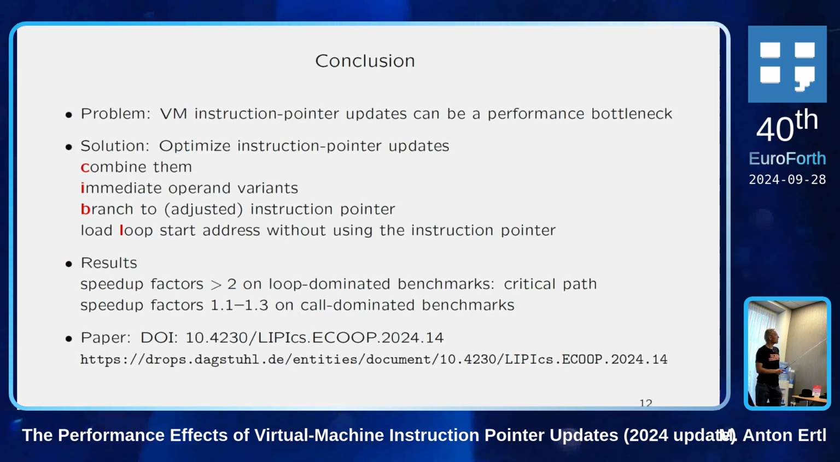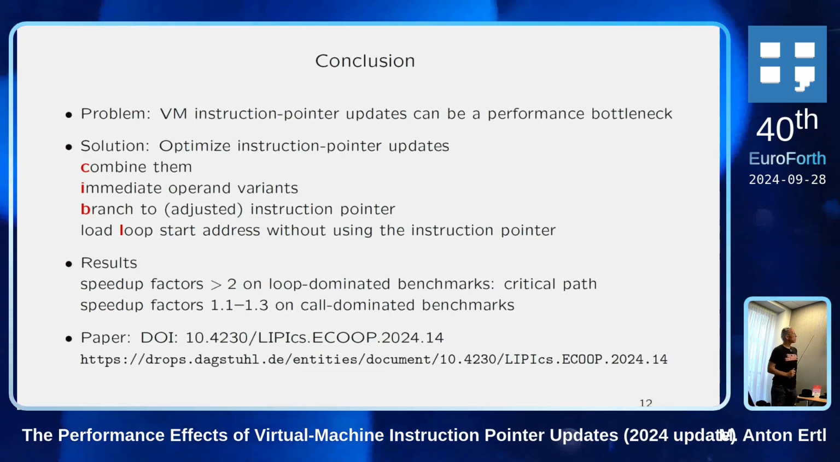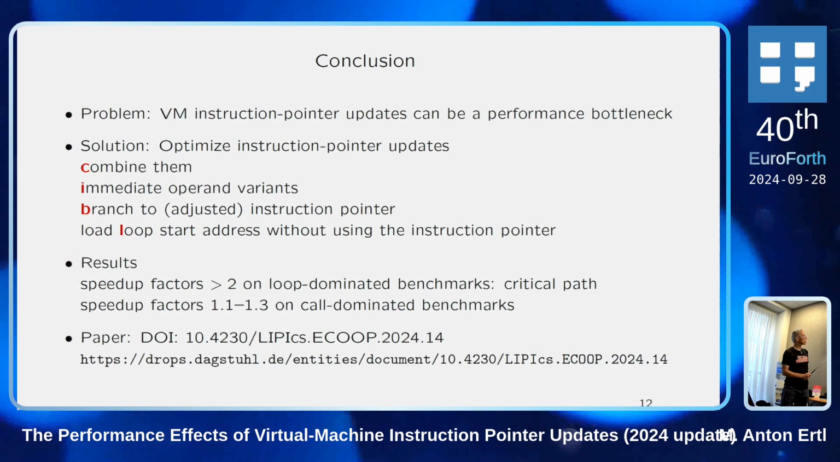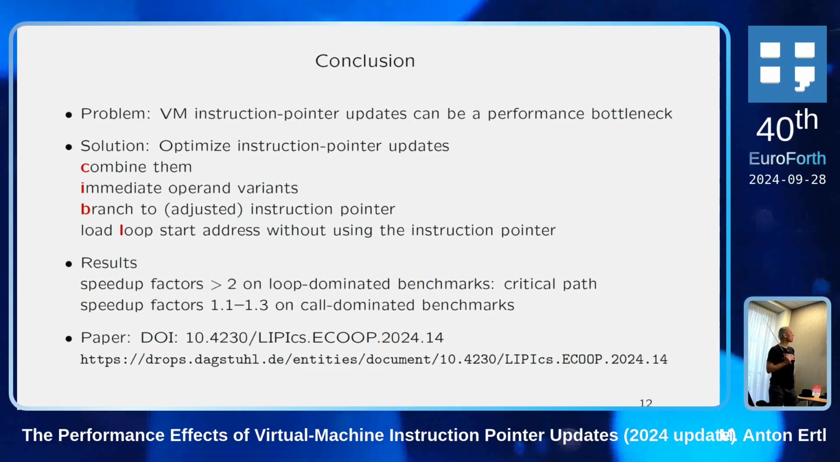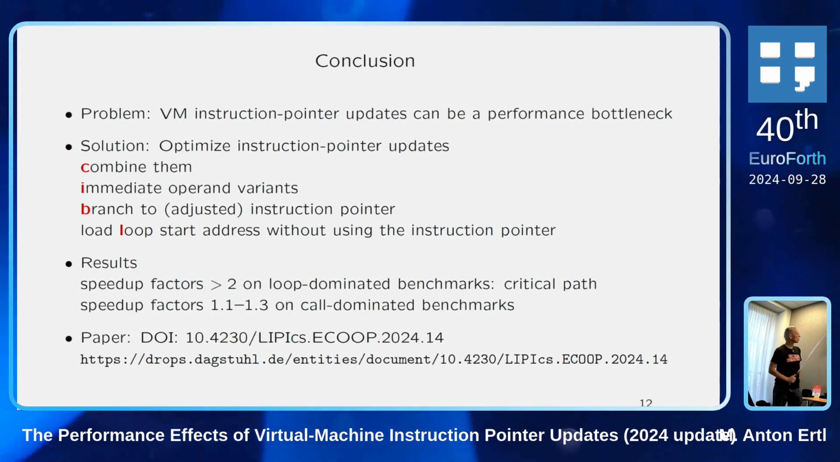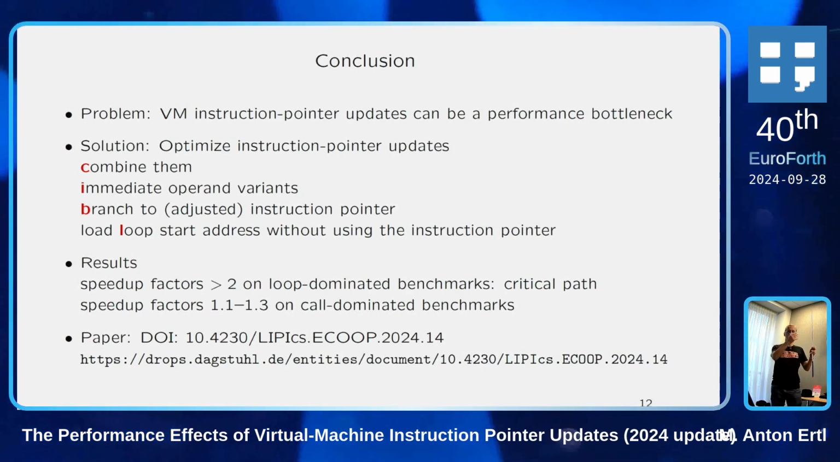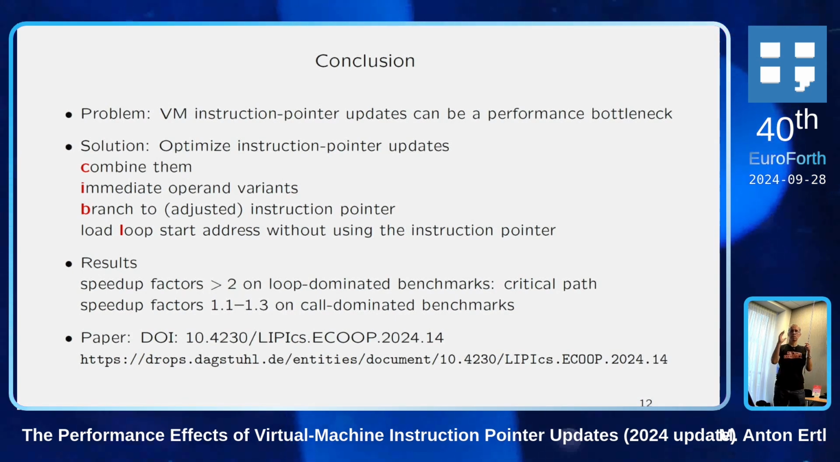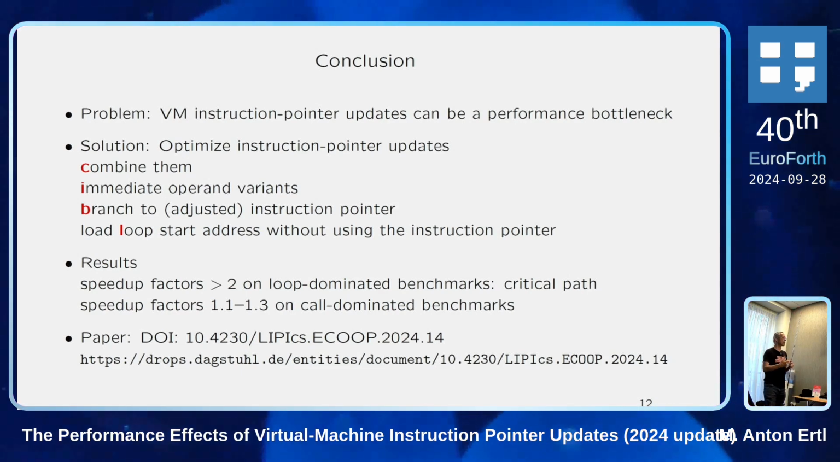So the results are speedup factors of more than a factor of 2 on loop-dominated benchmarks on some processors, and that's because the instruction pointer updates are the critical path. And on other benchmarks, I see smaller speedup factors, especially on call-dominated benchmarks, like 1.1 to 1.3. And this is because in that case, the number of instructions, the resources used by these instructions, are what causes the beneficial effects, and that's not so big.